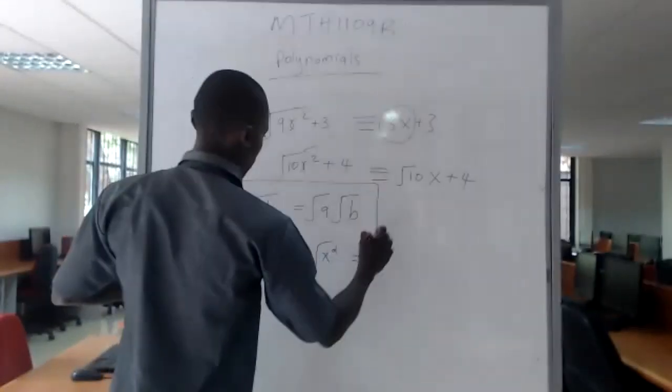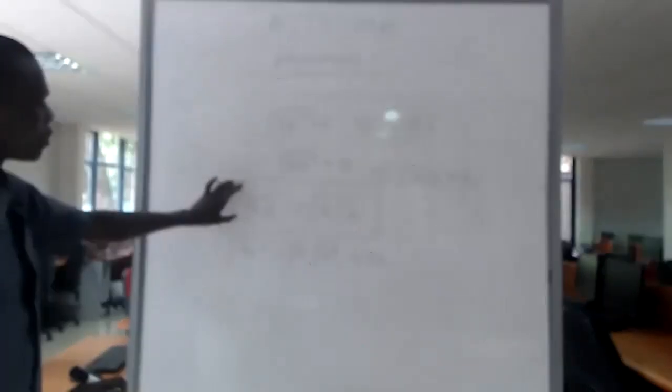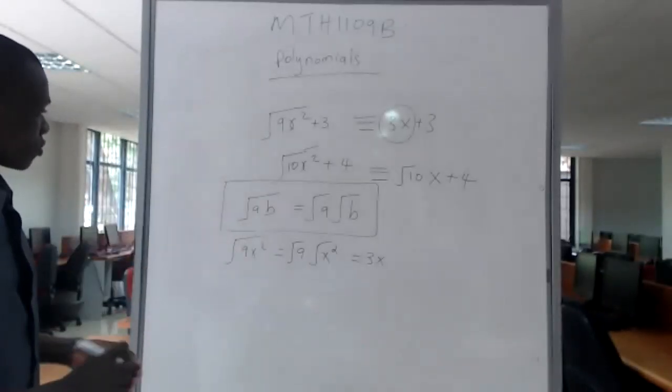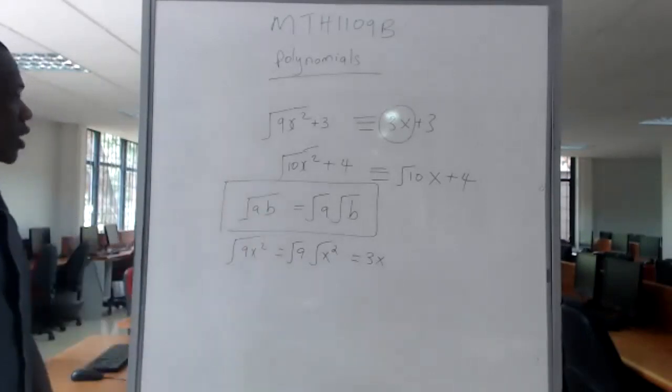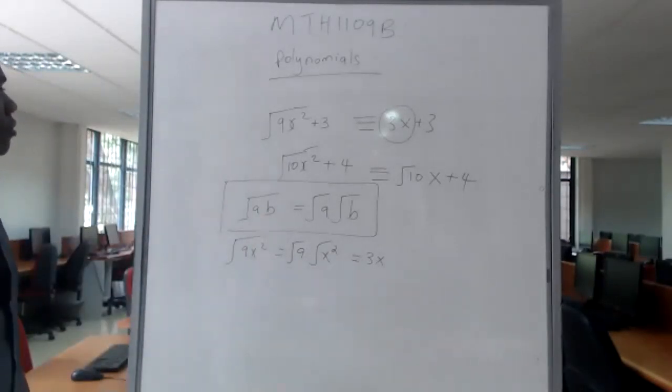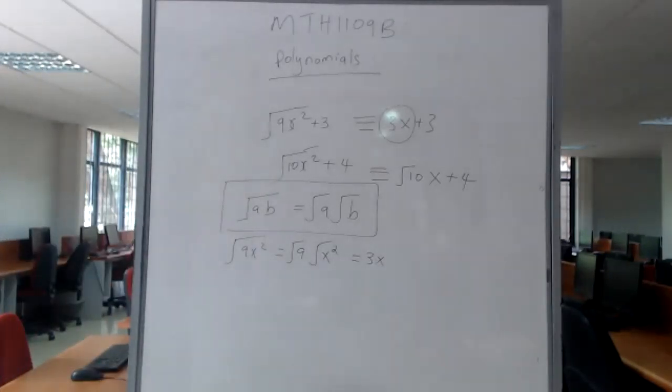Don't worry if you don't understand this. We will come back to this when doing radicals, where we will prove this formula, this relation. But this is the law that I've used. Is that better for you?